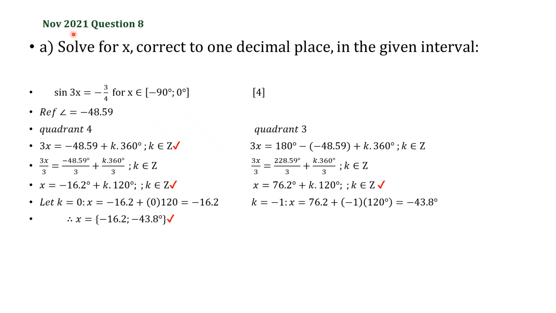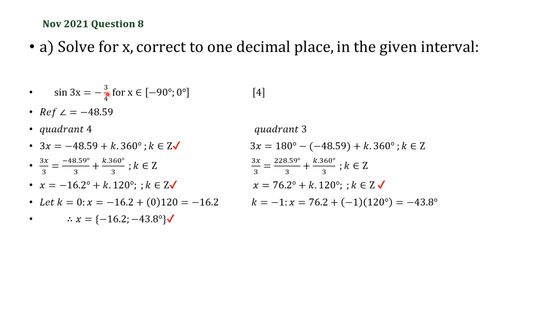Right, now November 2021, question 8: solve for x, correct to 1 decimal place, in the given interval. So sine 3x equals negative 3 over 4. Because it's a negative, I'm summating the reference angle with the negative. So shift sine of negative 3 over 4 gives me negative 48,59. I could have said shift sine of positive 3 over 4, and then you would have 48,59, or 48,6 for 1 decimal place. But here I'm working with the negative.